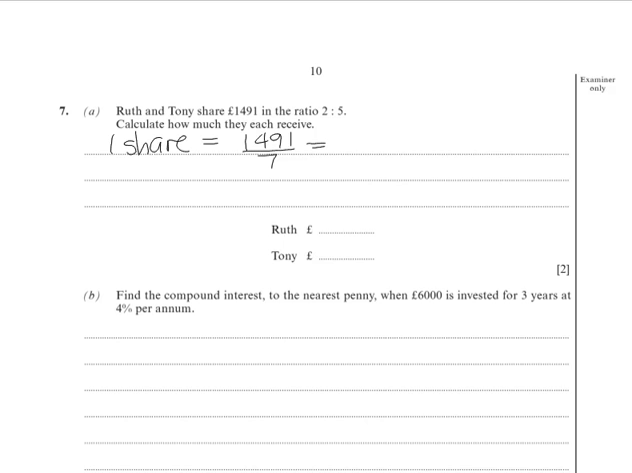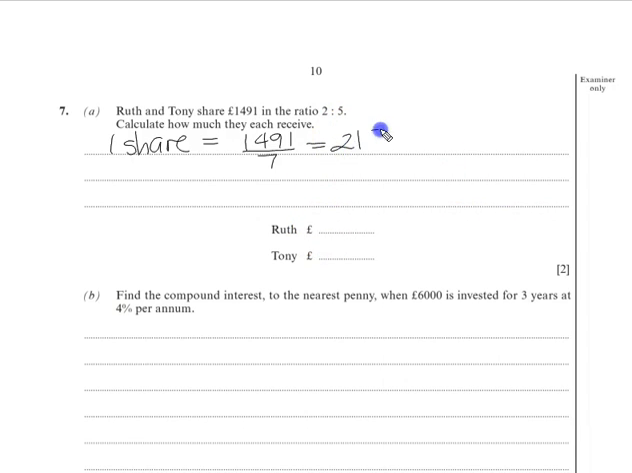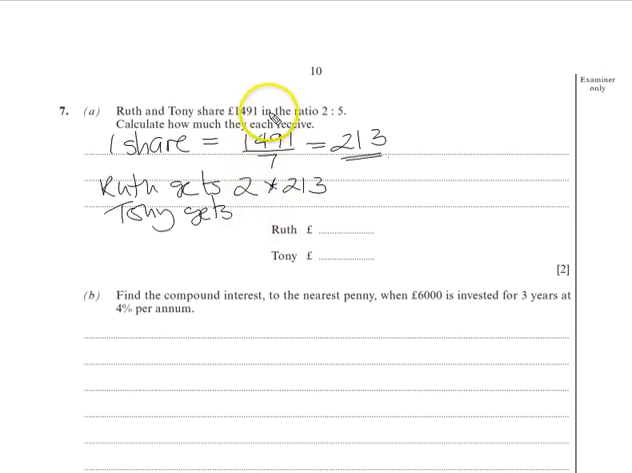So type that in the calculator to get 1 share. 1491 divided by 7, because there's 7 shares of that much money, you get £213. Okay, so now Ruth gets 2 of these and Tony gets 5 of them. So Ruth gets 2 lots of a share, 213. Tony gets, now he gets 5 shares, doesn't he? So it's 5 lots of the share, which each share is going to be 213.